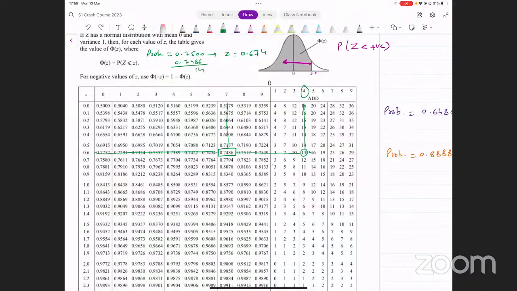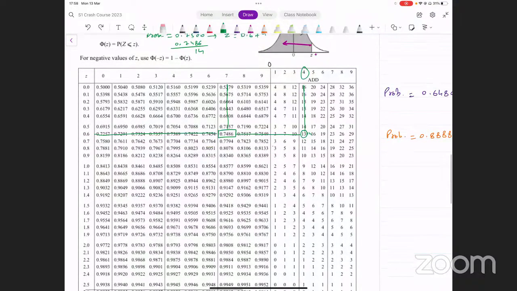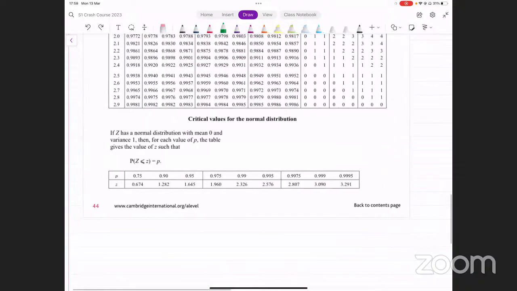0.674. Now, just to let you know about this, there is a small table given at the bottom here in which you have some common probability values for which you have the z values given directly. And 0.75 is actually one of these common values that's used more commonly in practice. So in order to make things simpler, they have given these probability values and their corresponding z values separately here as well.